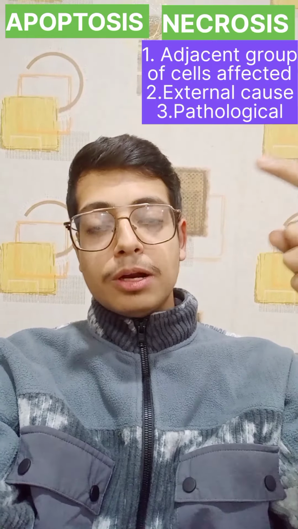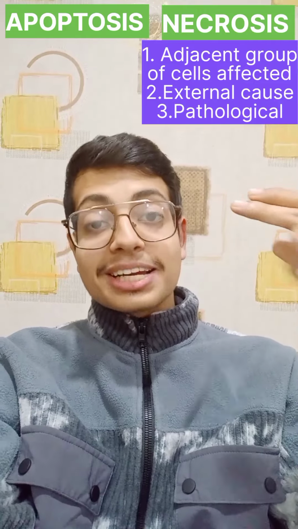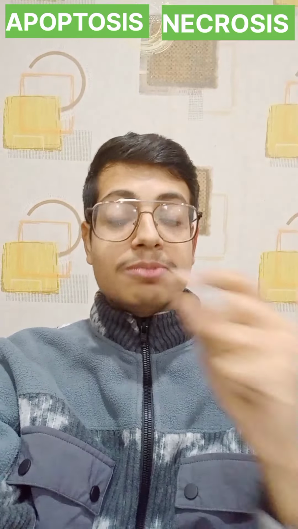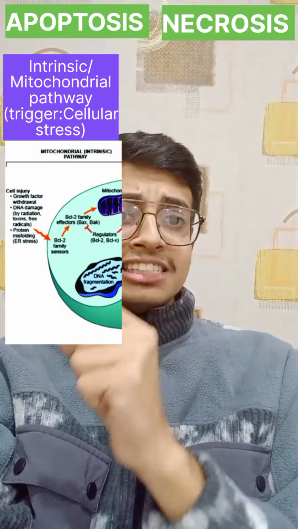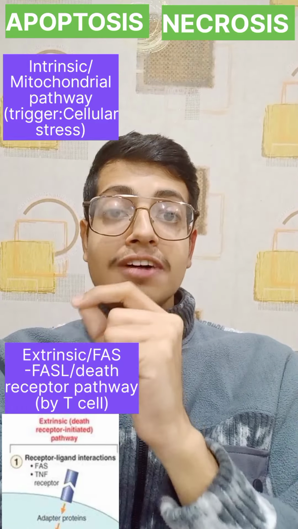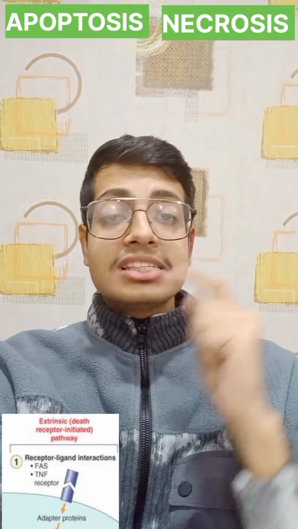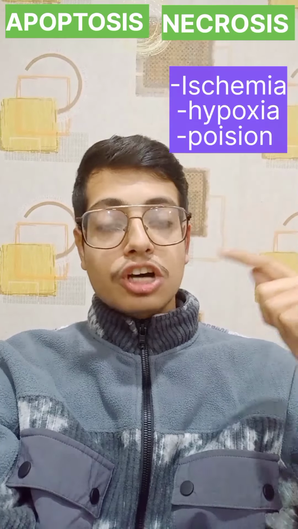Here the body gets rid of unwanted cells, whereas necrosis occurs in multiple or contiguous group of cells, always extrinsic, always pathological. Then is the mechanisms. Here we have intrinsic pathway or mitochondrial pathway triggered by certain stress, extrinsic pathway, death receptor pathway or Fas ligand pathway triggered by certain immune cells, and this occurs because of ischemia, hypoxia or poisonings.